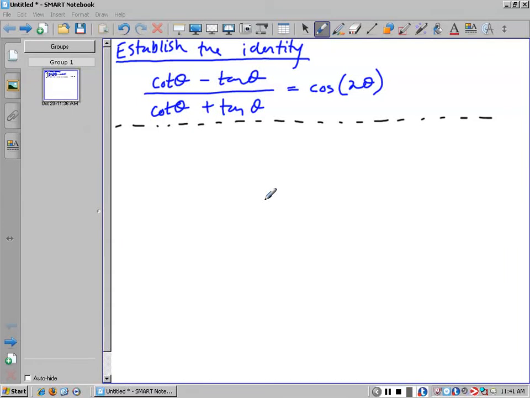Alright, so we establish the identity (cot θ − tan θ) divided by (cot θ + tan θ) equals cosine 2θ. Generally we start with the side that looks like there's more to work with. That's going to be our left hand side.